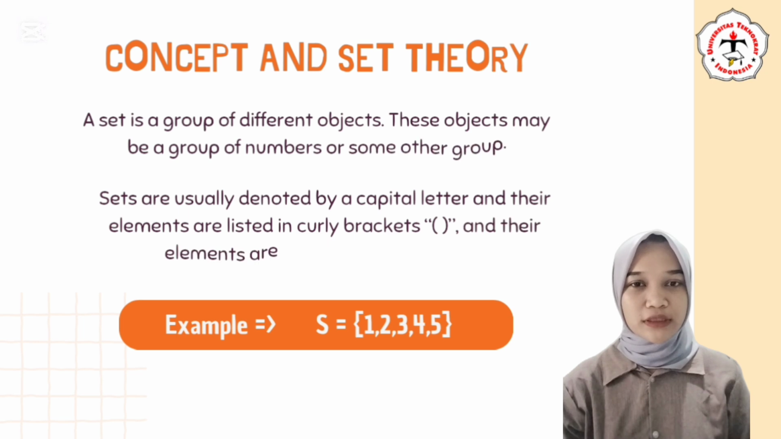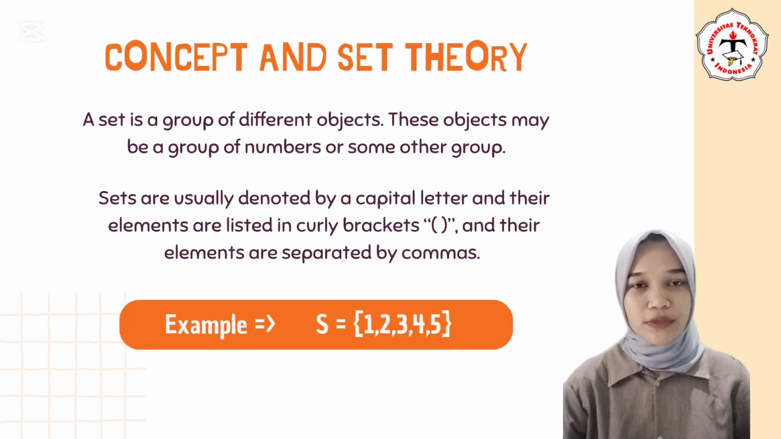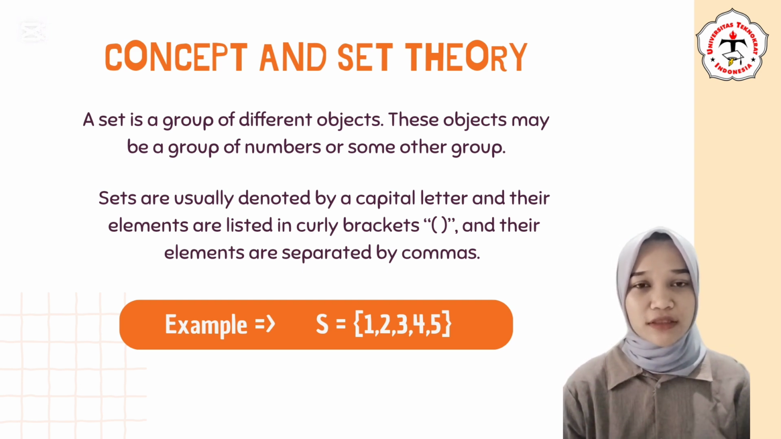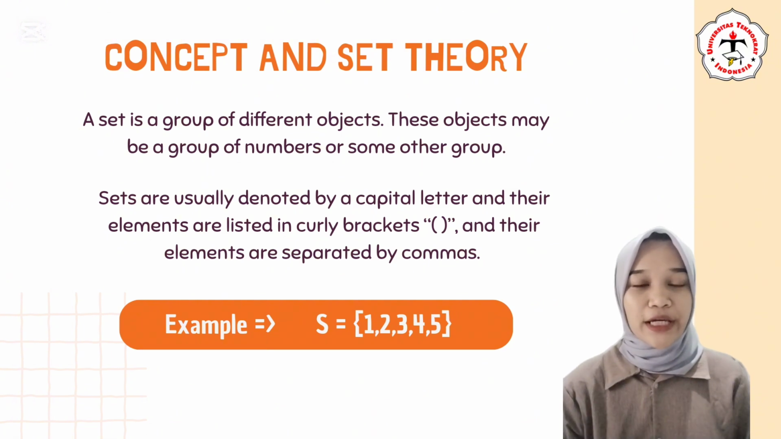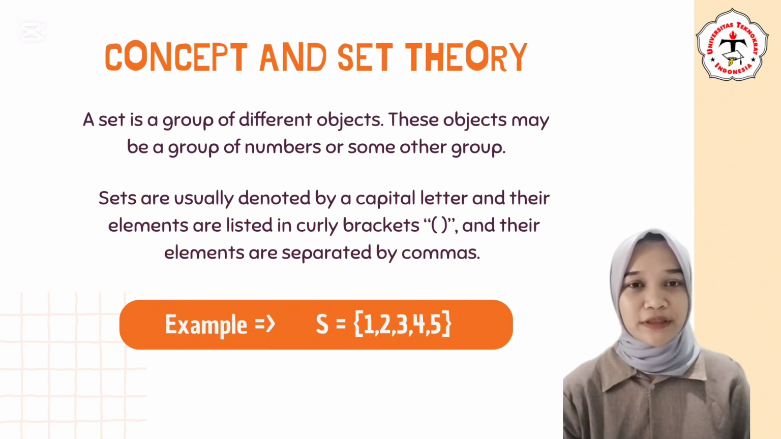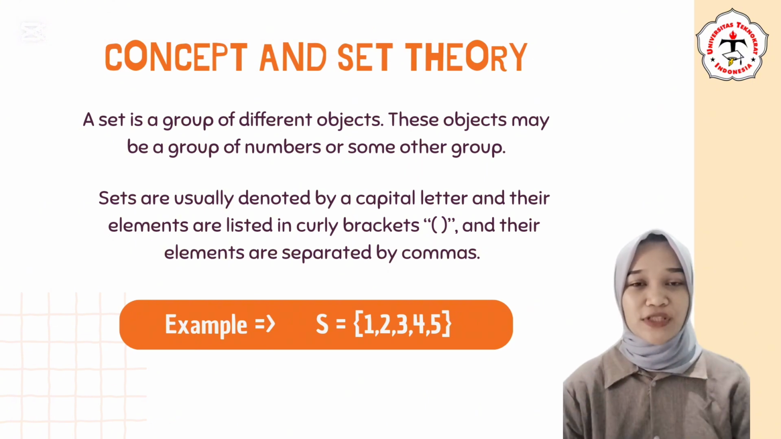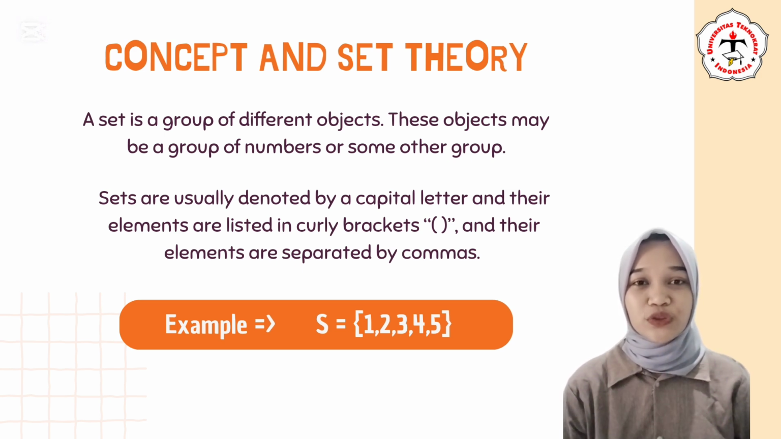Concept and set theory. A set is a group of different objects. These objects may be a group of numbers or some other group. Sets are usually denoted by a capital letter and their elements are listed in curly brackets and separated by commas. Example, S = {1, 2, 3, 4, 5}. So S is the set of 5 positive integers 1 to 5.